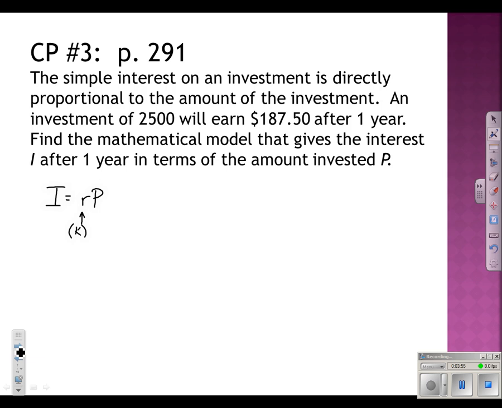All right, so take a look at that model using the numbers from our problem. Our interest we're looking to earn is $187.50. The principal was $2,500, and then the r we did not know. Okay, dividing both sides by 2,500, we're going to get 0.075 for r, and then we can write our linear model as I is equal to 0.075 P. Okay, can you see the y equals kx form up there?